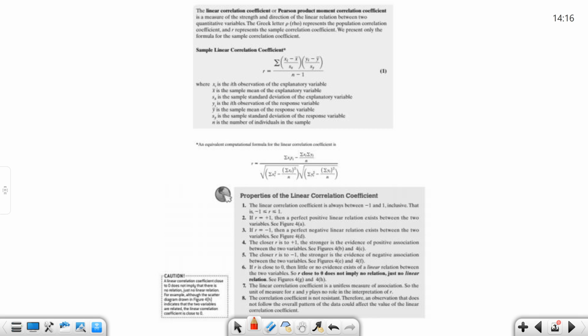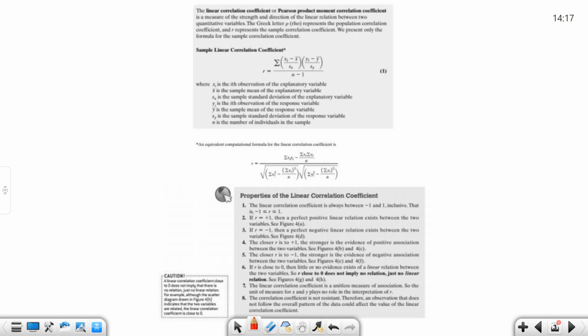An equivalent computational formula is shown here. I mean, look at this. The sum of xi yi minus the sum of x times the sum of y over n, all over the square root of the sum of xi squared minus the sum of xi in parentheses squared over n, and then the equivalent square root with y's in it. Yeah, that's right.